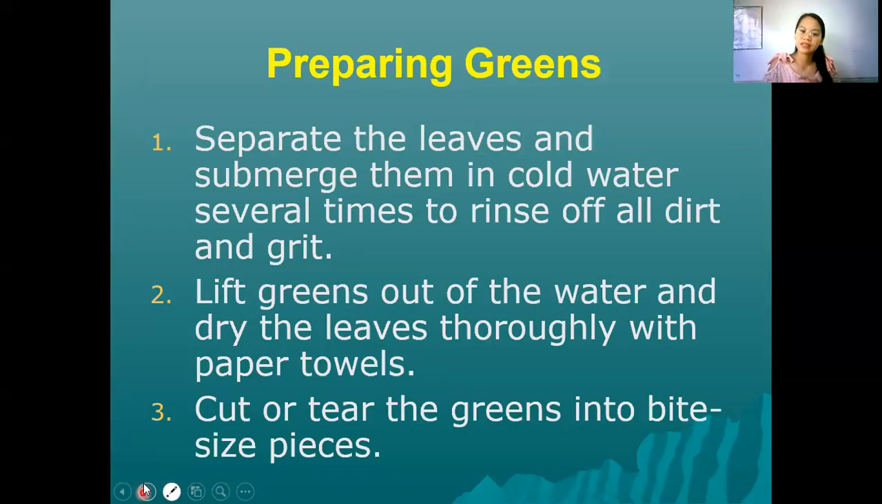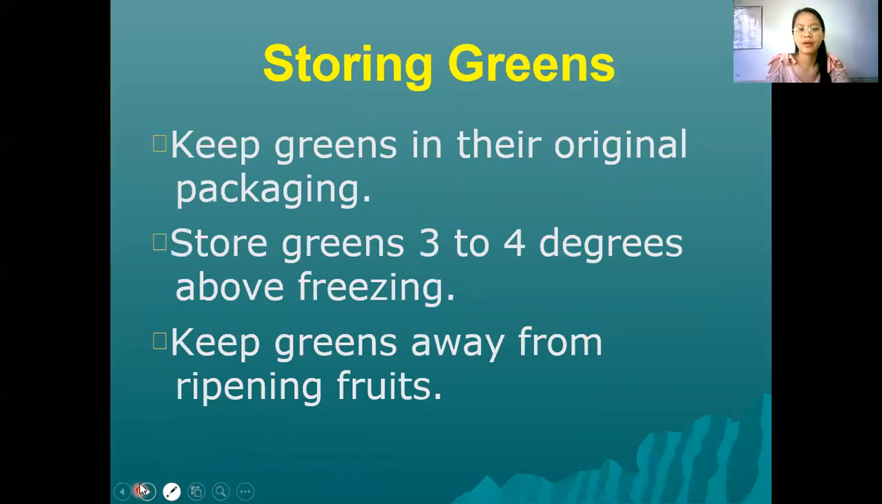Now let's proceed to preparing the greens. So preparing the greens, number one, separate the leaves and submerge them into cold water several times to rinse off all the dirt and grit. Okay, and then lift greens out of the water and dry them thoroughly with paper towels. Cut or tear the greens into bite-sized pieces. Okay, so that's how we prepare the greens.